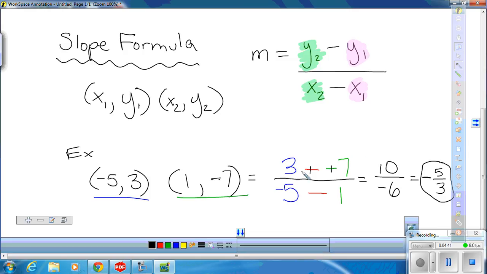And so just remember, these 2 have to be from the same point, y on the top, x on the bottom. These 2 have to be from the same point, y on the top, x on the bottom. Don't forget x is always what comes first and y is what comes second. And then this is our slope formula, and we can find the slope between any 2 points.